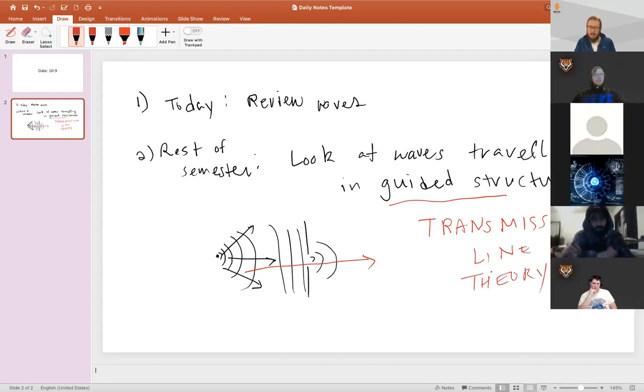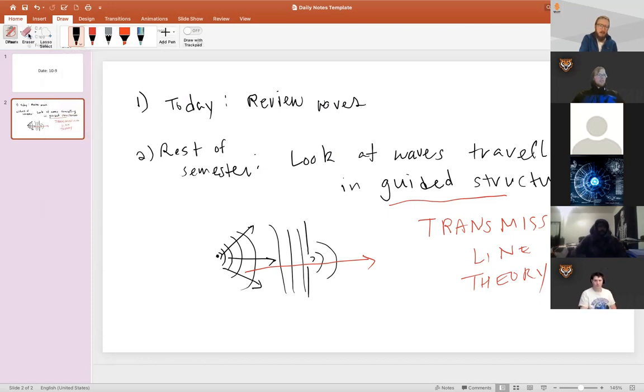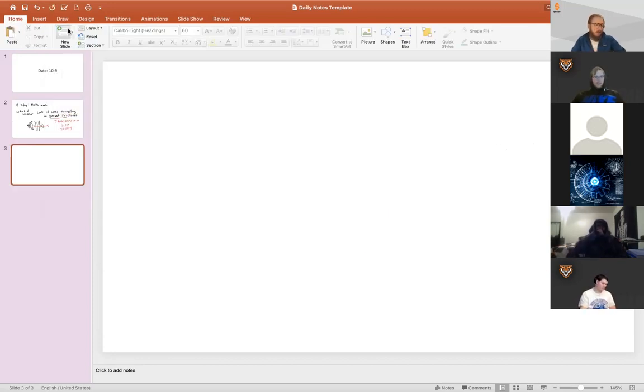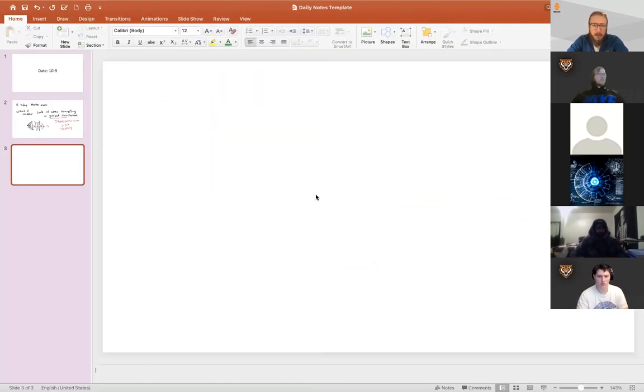So we're going to review waves today, and then the rest of the semester, we're going to look at how waves can travel in these guided structures. So any questions, thoughts, ideas? All right, well, let's take a look at this, a wave.